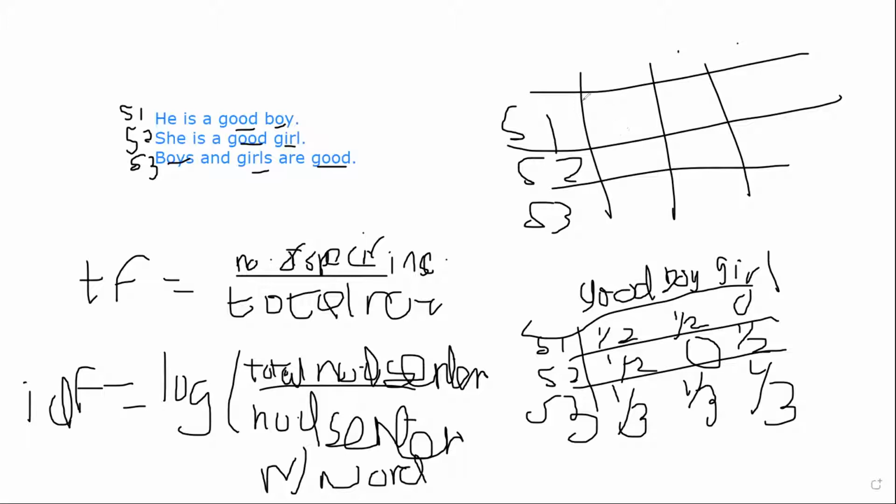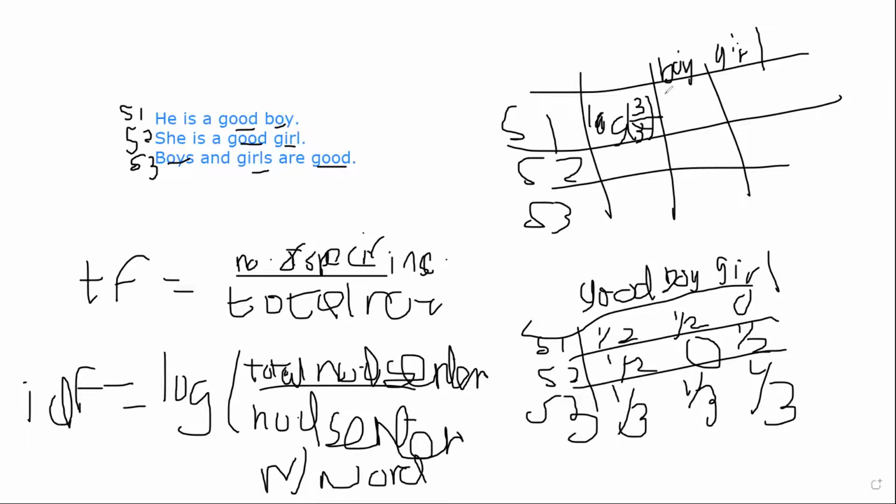So here it will be log of. There are a total of 3 sentences in this case, so the numerator will be 3. The denominator will be the number of sentences containing the word good. The number of sentences containing the word good would be 3 as well, because it's there in all 3 sentences. So it will be 3 by 3. Now for the word boy, I'll just type here boys and girls, so it will be a bit better to understand.